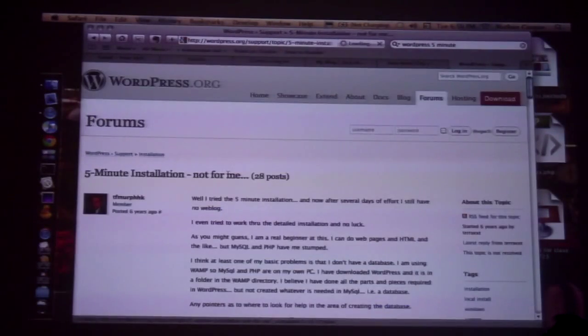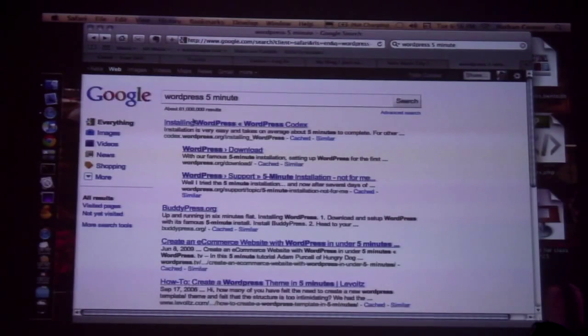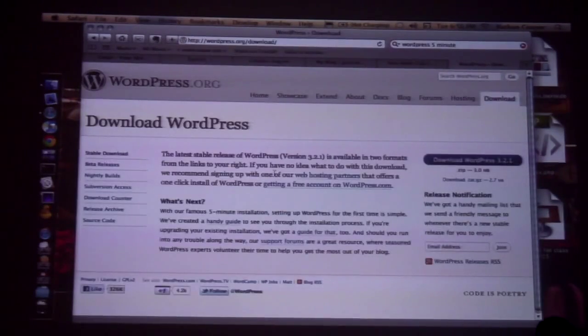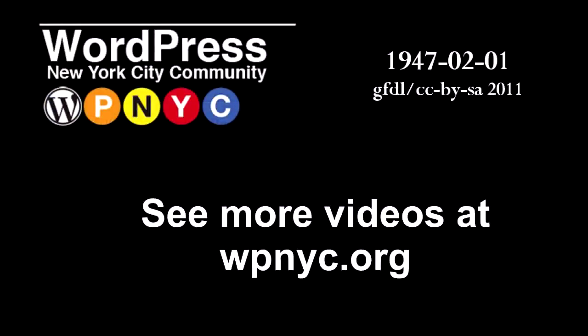WordPress has a criticism of it. Okay, 5-minute installation. Oh, he's talking about why he doesn't use it. I use the 5-minute install. Didn't work for you. So, I mean, take that as you will. But roughly speaking, I'd say on the whole, 90% of the people I know who use it work fine.